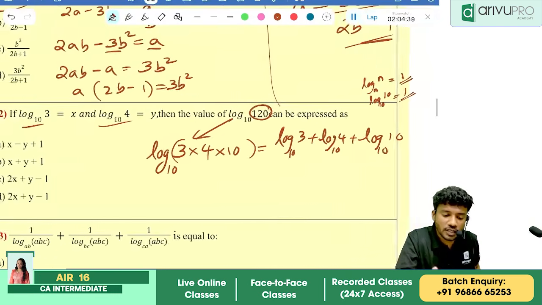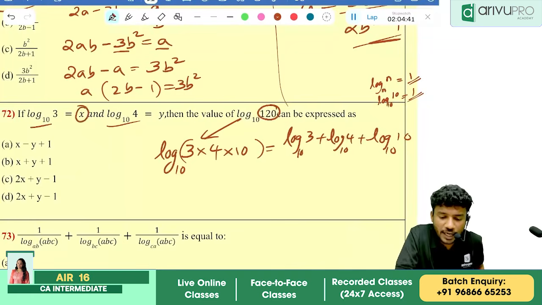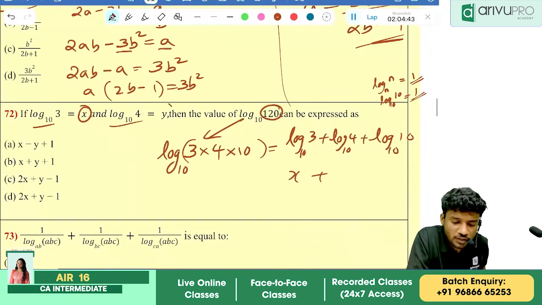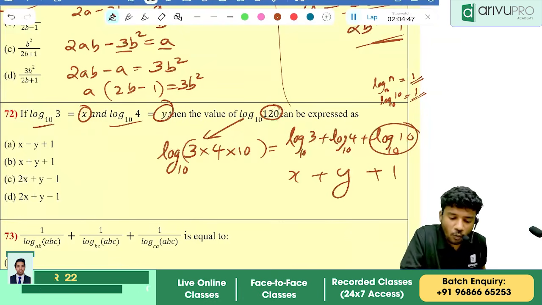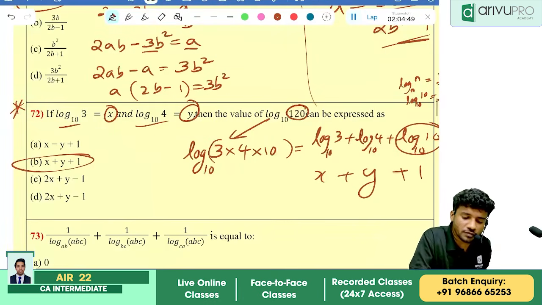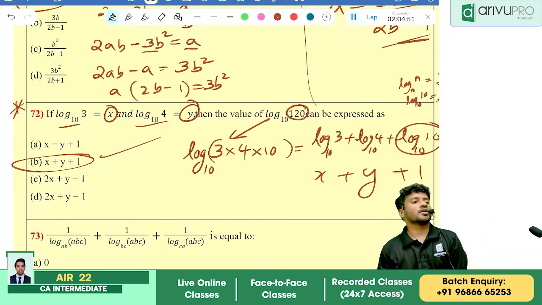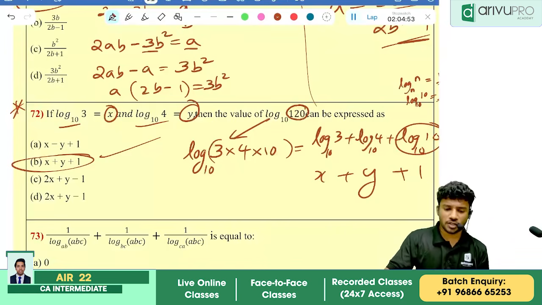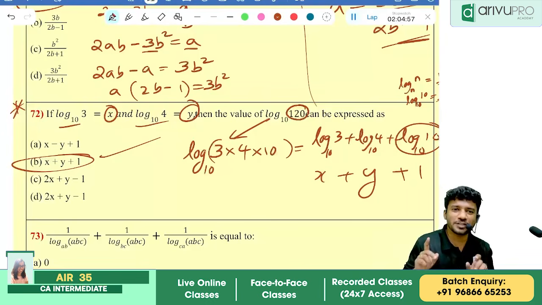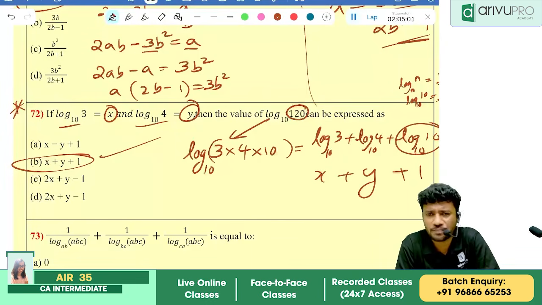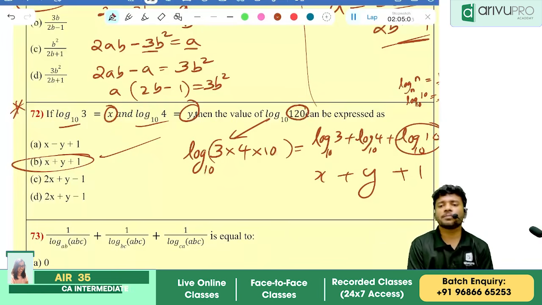Look here. Log 3 is x. Log 4 is y. Then log 10 to the base 10 is 1. So the answer is x plus y plus 1. Very easy question. But inside the exam hall, sometimes it will not click. That's the problem. You should solve more questions. That's the only way to cover that up.